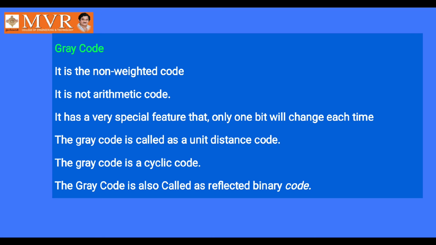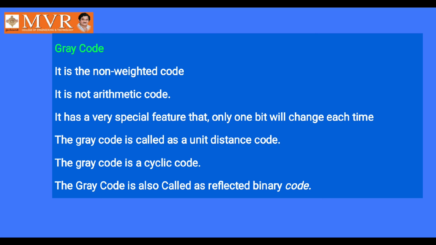That's why this is also called unit distance code. Why unit distance? Unit means single. Every time you get the next value, only one change occurs to the previous value. That's why it is called unit distance code. And there is one more name for gray code: cyclic code. Cyclic code means the numbers will be in the form of cycles: first cycle to second cycle to third cycle to fourth cycle. That's why it is also called a cyclic code.